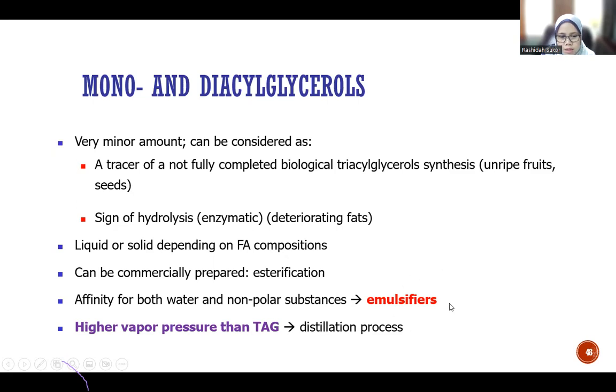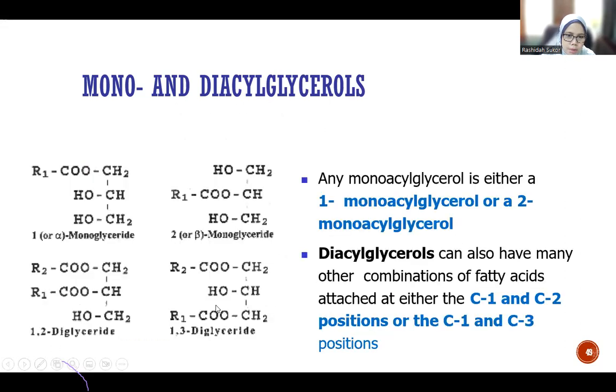Affinity of both water and non-polar substance. So they can be emulsifiers because they like both water and also non-polar substances. It also has a higher vapor pressure than TAG. In the distillation process, we want to have the compound become vapor, right? So depending on how much pressure we need to use, it needs a higher vapor pressure in the distillation process. So these mono and di have a higher vapor pressure as compared to TAG.